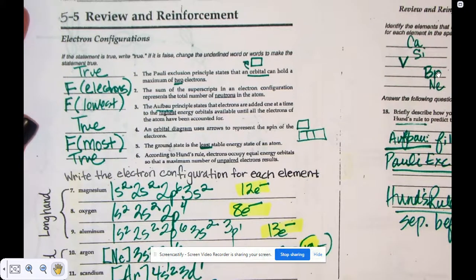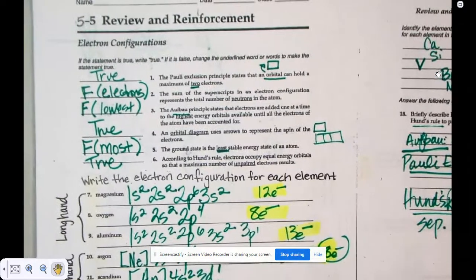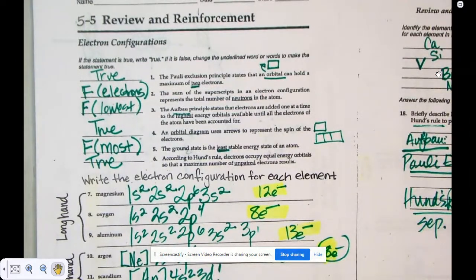Let's take a look at your homework from the 5-5 Review and Reinforcement, the 5-5 Practice Problems, and the Electron Configuration Quantum Numbers Review sheets that you had last night for homework. Please make sure that you edit your papers as we look at each of these. So for the first section, that was your true-false.